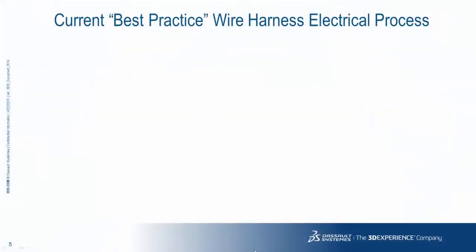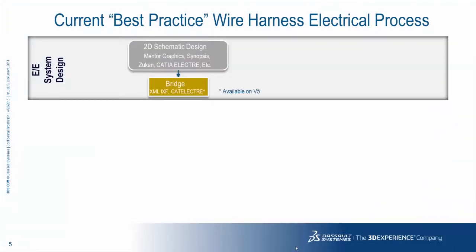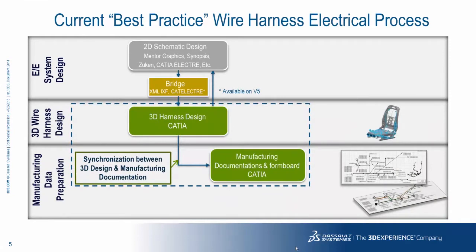To improve on this current best practice would be to have a manufacturing application that is closely linked to the 3D design, including automatic transfer of all needed information, synchronization, and update once the change is performed in 3D. In this case, there's no transfer of information between applications because they're all integrated in the same platform, sharing the same data describing the electrical wire harness.